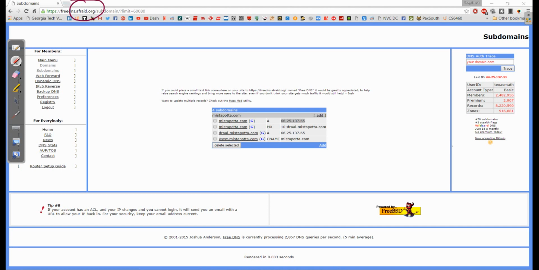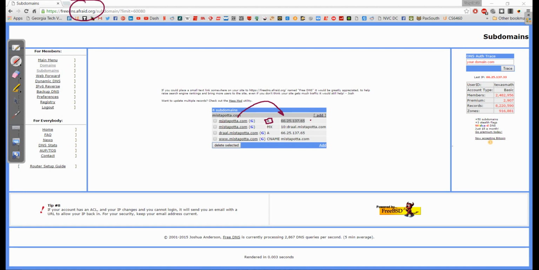And there are some flags that you've got here. For example, you'll see the flag A, and A stands for address. In other words, it's what links this domain, mistapotta.com, to this IP address. And whenever my internet service provider changes my IP address, I have to change this number on this website, which happens about once every 4 to 5 months.